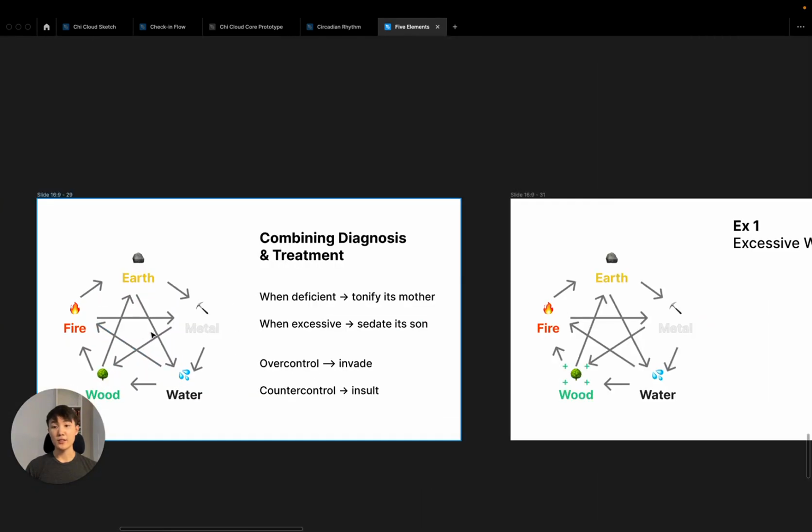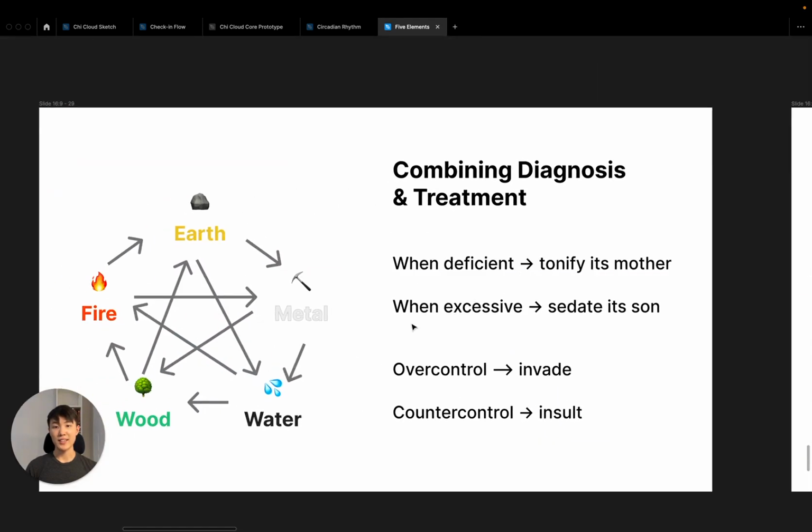Now let's bring it all together, combining treatment and diagnosis. Remember, when something is deficient, we want to tonify its mother, and when something is excessive, we want to sedate its son. We call over-controlling invading, and we call counter-controlling insulting. So let's go over two more examples.